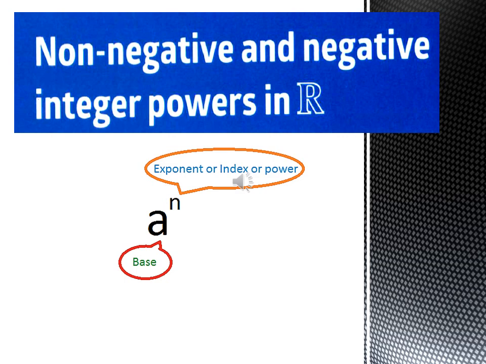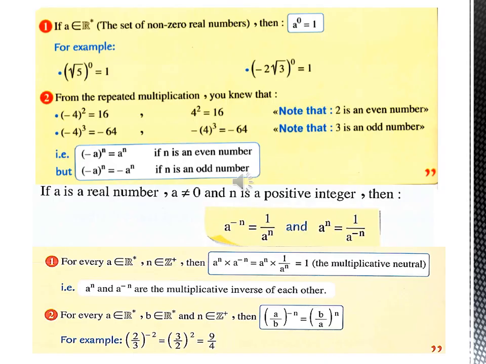Today we will learn about non-negative and negative integer powers in R, and we must remember the following. Any element in the set of non-zero numbers to the power 0 is always equal to 1. For example, square root of 5 to the power 0 equals 1. Also remember, a negative number to an even power always becomes positive, and a negative number to an odd power is always negative.